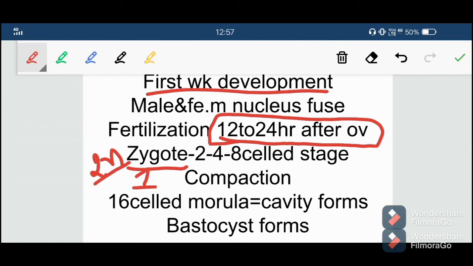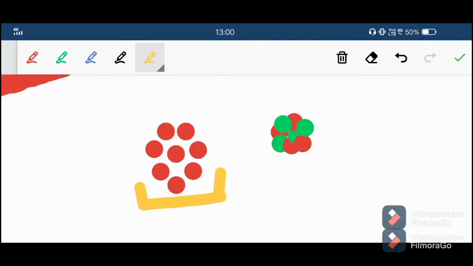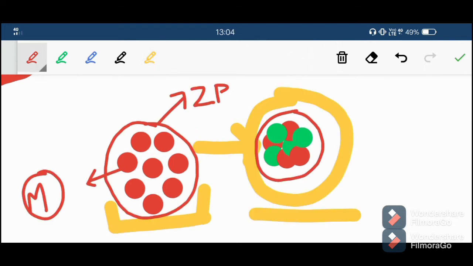This single cell structure undergoes mitosis and forms 2-celled, 4-celled, and 8-celled structures respectively. We all know the 8-cell structure is called the morula. After the formation of the morula, it undergoes a process called compaction. What is compaction? See, this is the morula which is at the 8-cell stage. The cells which are not connected to each other form tight junctions and become compact. This is the structure of the morula with the zona pellucida intact. This is the morula which has undergone compaction.